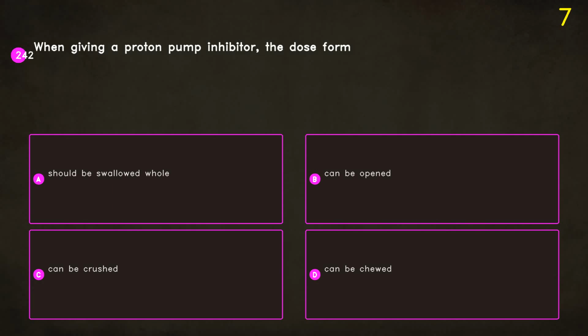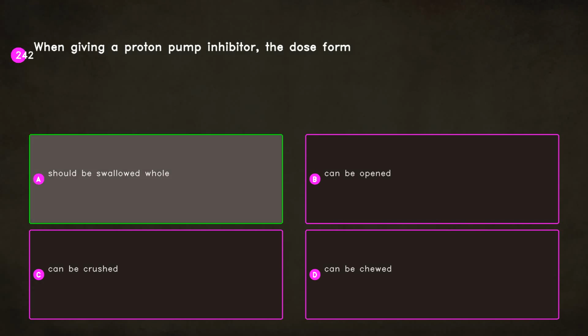Question 242. When giving a proton pump inhibitor, the dose form A. should be swallowed whole. B. can be opened. C. can be crushed. D. can be chewed. The correct answer is should be swallowed whole.